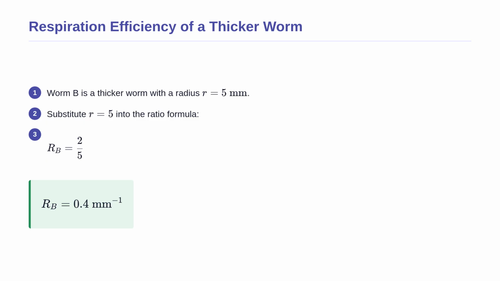Comparing the two results, worm A has a ratio of 2, while worm B has a ratio of only 0.4. This physically means worm A can absorb oxygen much more efficiently than worm B. This drastic drop shows how quickly volume outpaces surface area as an animal grows thicker. If an earthworm grew as thick as a snake, it would simply suffocate because its surface area could not supply enough oxygen to its massive volume.